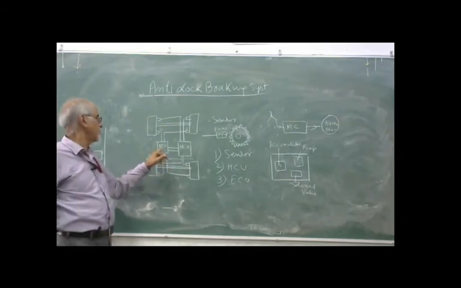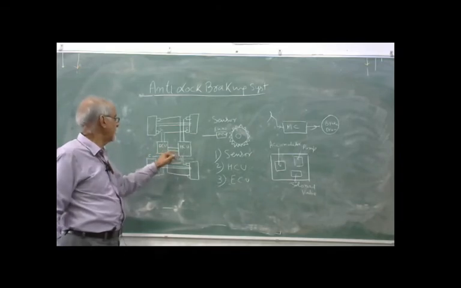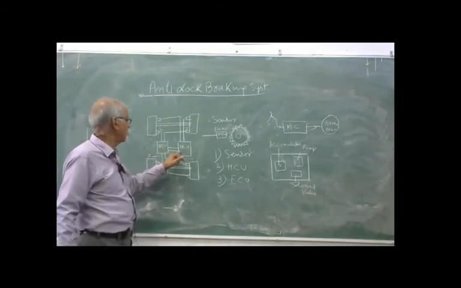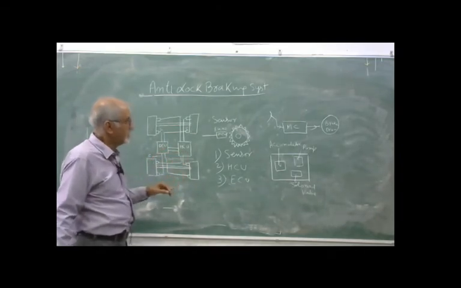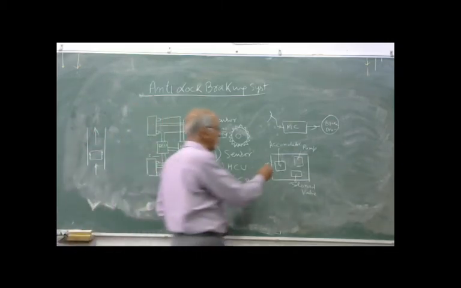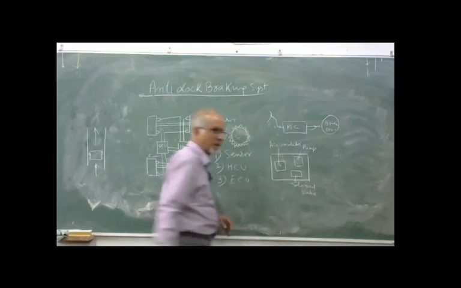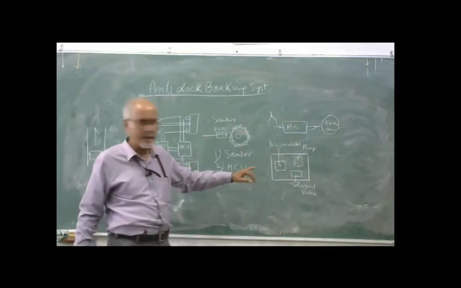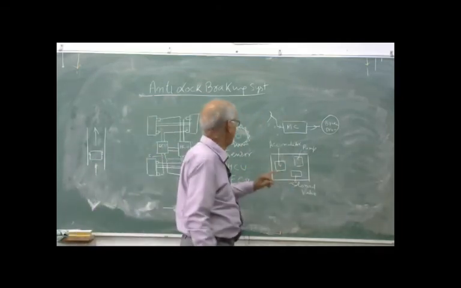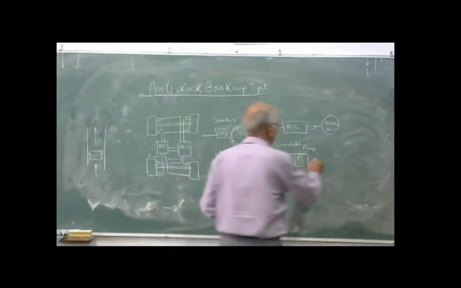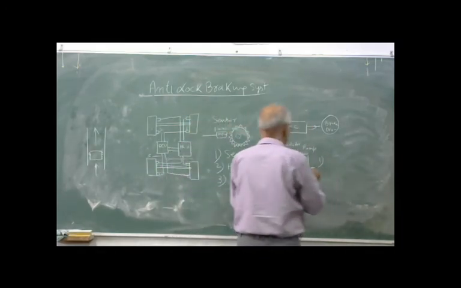Now, what is the function of the electronic control unit? It transmits the signal to your hydraulic control unit. This hydraulic control unit has three parts: accumulator, pump, and solenoid valve. Solenoid valve has a very important function to do. It is doing three functions.